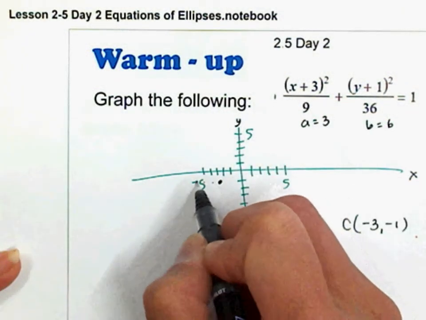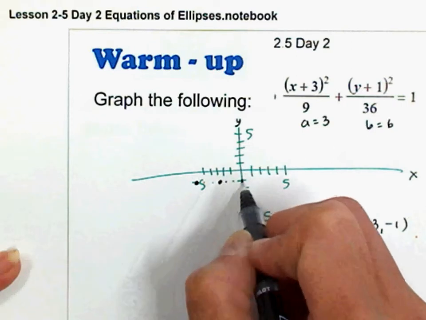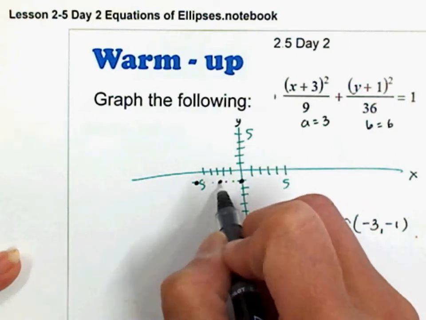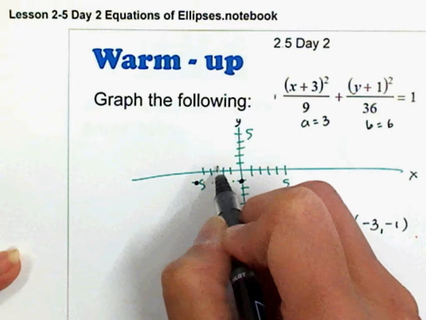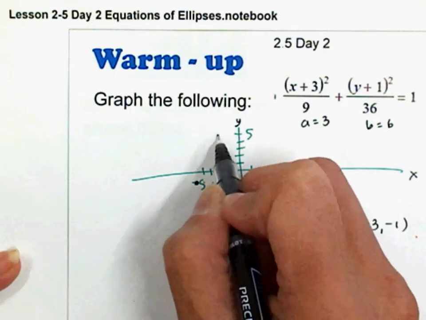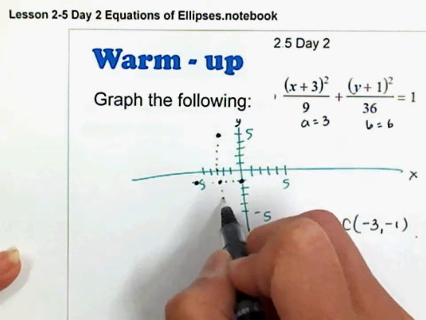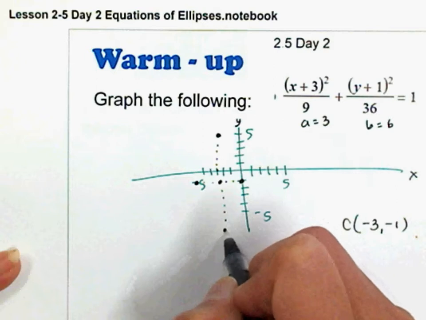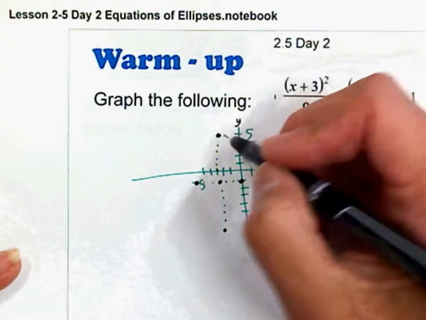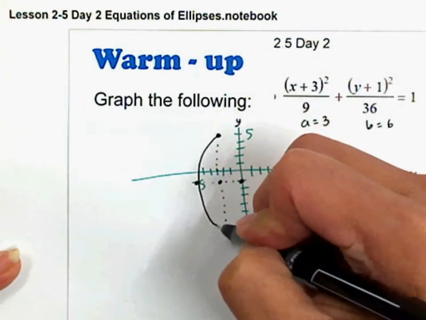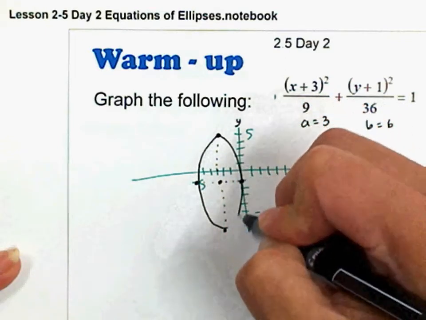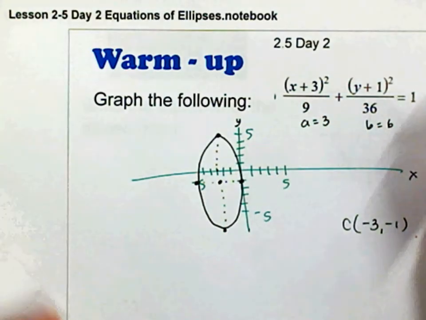1, 2, 3. And from the center, we're going to go up 6. 1, 2, 3, 4, 5, 6. And then there you have your ellipse. Okay, mine looks decent, but it's not the best. All right, there you go.